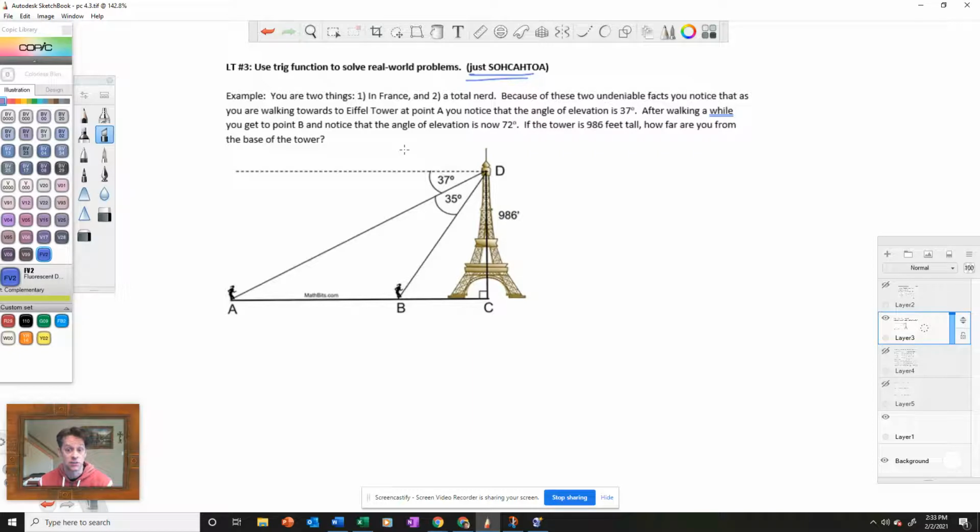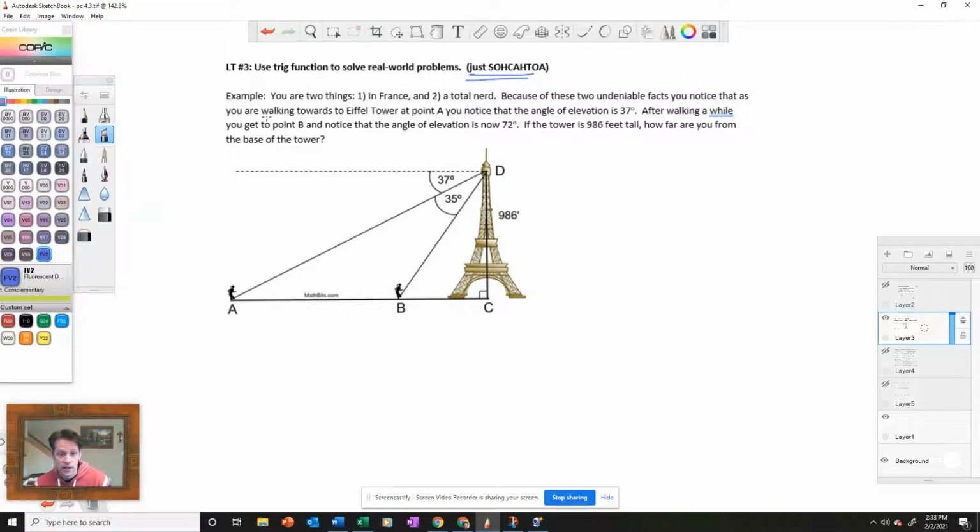So let's do this one. Example. You are two things. Number one, you're in France, because that's the Eiffel Tower. And number two, you're a total nerd. Not only because you're in pre-calculus, but because you are measuring the angle of elevation between you and the Eiffel Tower as you walk along. That takes a nerd to do that. I would do that personally. All right, so let's keep on going.